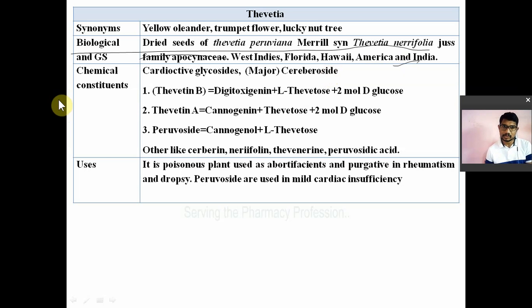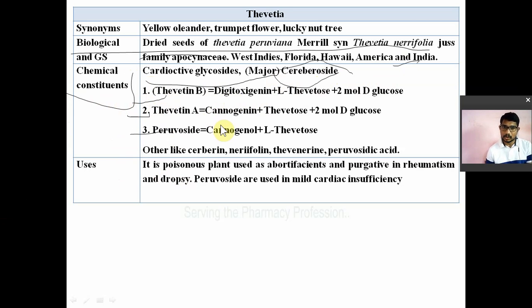Again, this chemical constituent consists of cardiac glycosides, so cardiotonic glycosides or cardiac glycosides. Major glycosides are known as cerebrosides. This may consist of thevetin A, thevetin B and peruvoside. There are three kinds of glycosides: thevetin A, thevetin B and peruvoside, and they have hydrolyzed products.